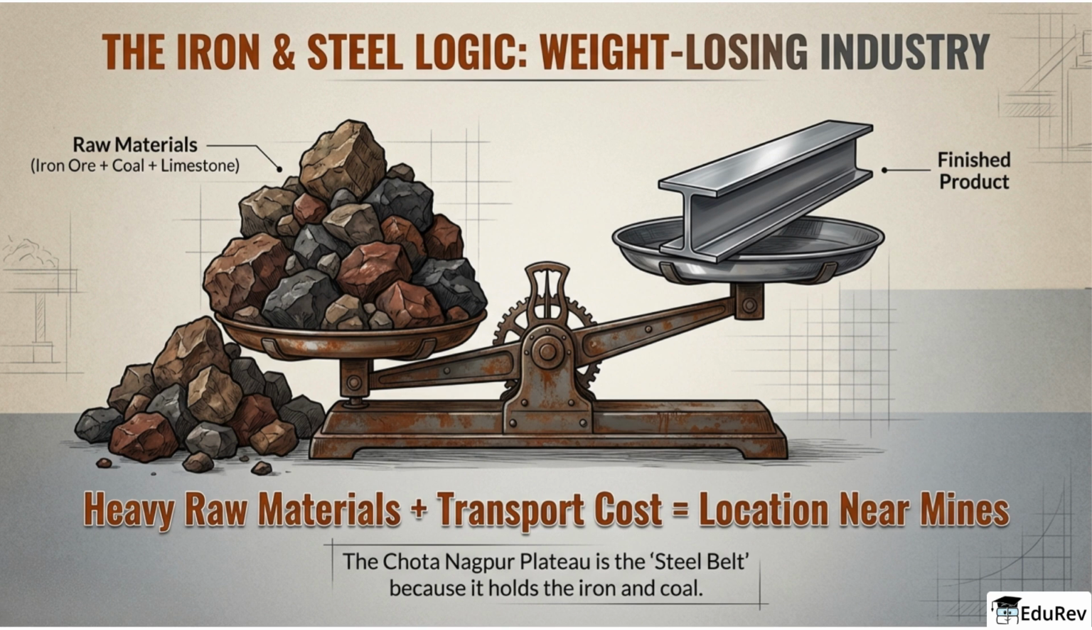Look at the raw material side. Iron ore, coal, and limestone. All of these are bulky and expensive to transport. So the real logic is simple. Heavy raw materials plus high transport cost means the plant must stay close to the mines. That is why the Chota Nagpur Plateau becomes India's steel belt, because it holds the critical combination of iron ore and coal. Don't memorize plant names first. Understand why the industry sits where it sits.